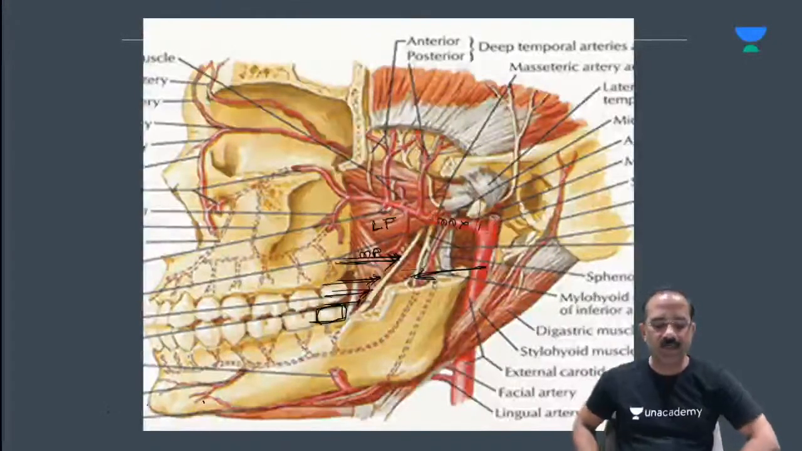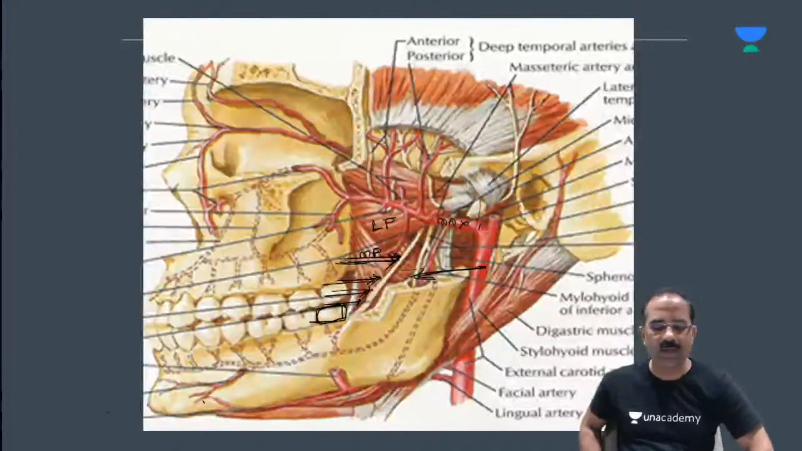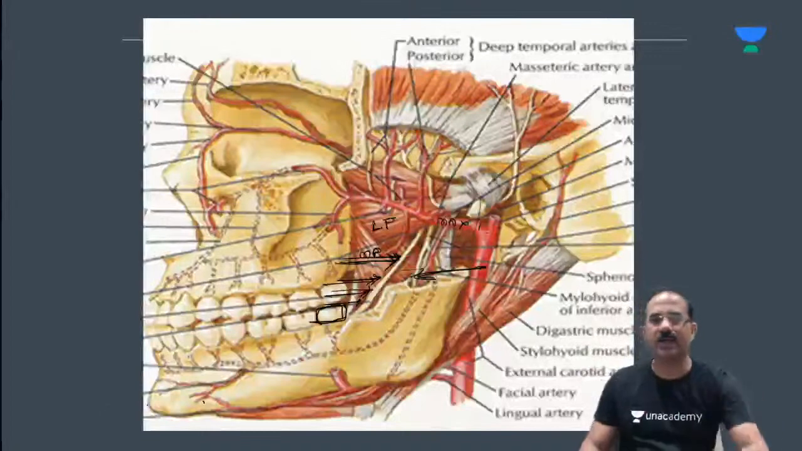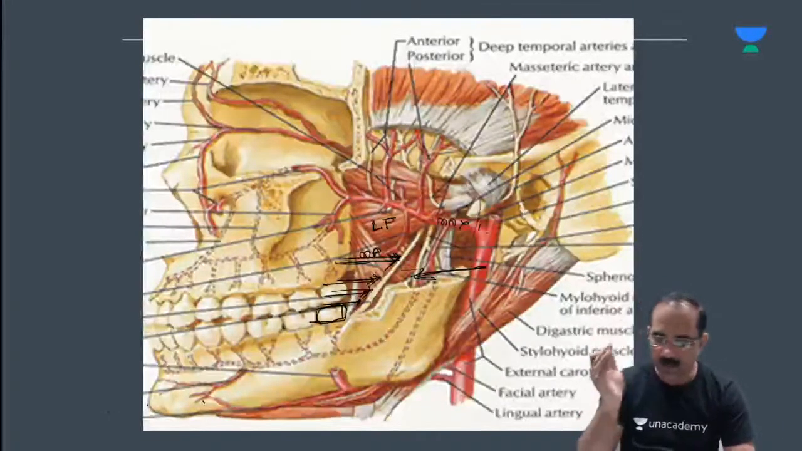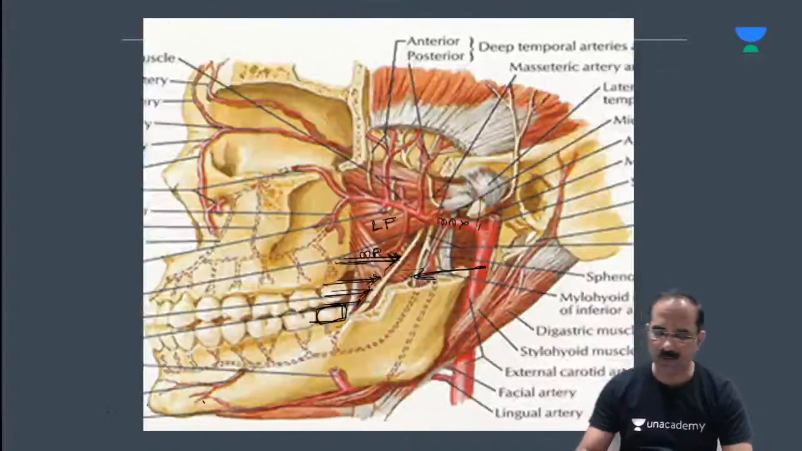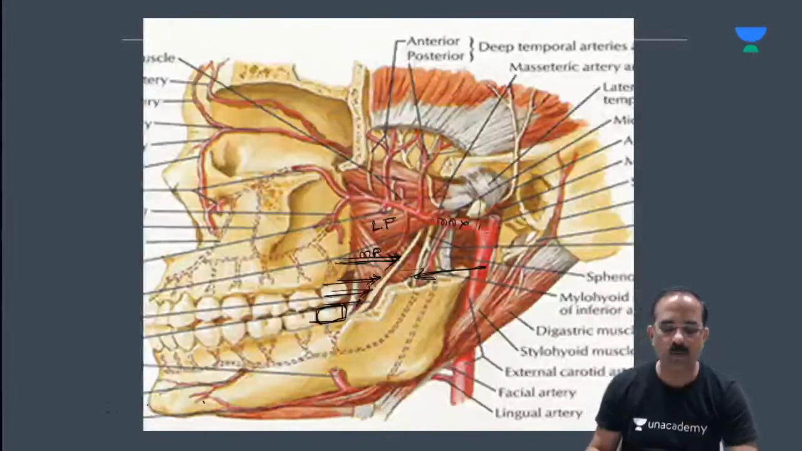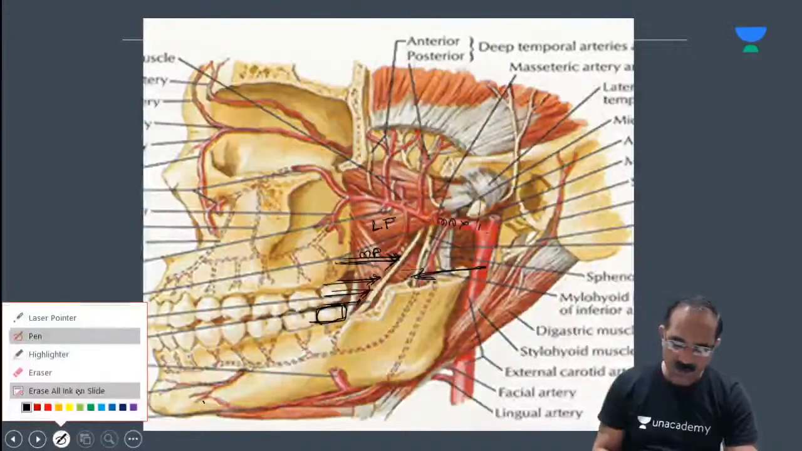Can anyone answer? Yes, very good, Somin. That's the lingual nerve. Correct. So the nerve related to the third molar tooth is the lingual nerve. Just remember that. This is the nerve which gets damaged during molar extractions. The lingual nerve gets damaged during molar extractions. Perfect.